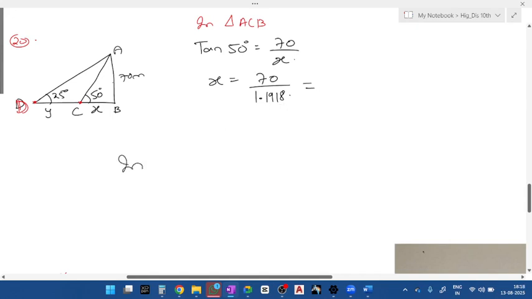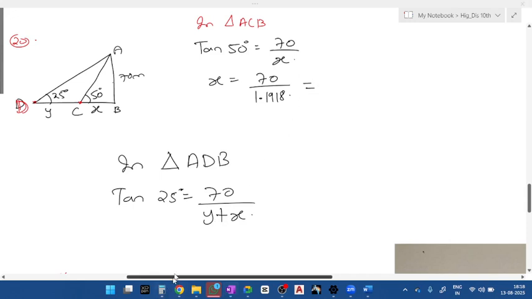Next, take the other triangle. Which is the other triangle? In triangle ADB, what should I write? Tan 25 is equal to 70 divided by, what are the two values we have? Y plus X. Only if you find the value of X, you'll be able to find Y, right? So we need X here.